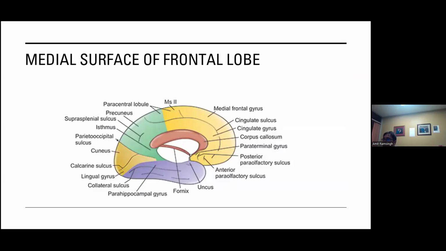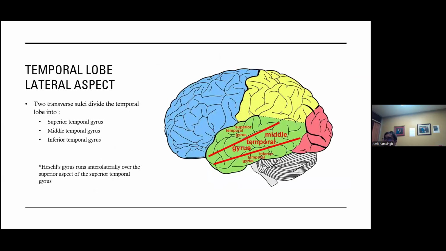Again, there's another cartoon that illustrates the different areas, the different sulci and gyri that contribute to that area. Now, looking at the temporal lobe, going back to the lateral aspect, just like the frontal lobe, we have two transverse sulci that divide the temporal lobe into superior, middle, and inferior temporal gyri.